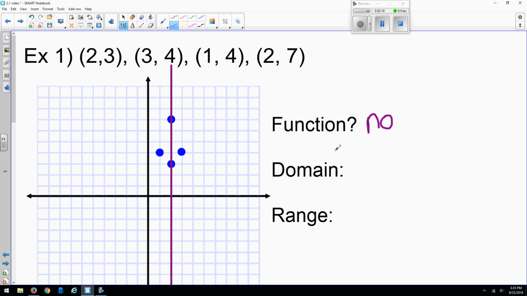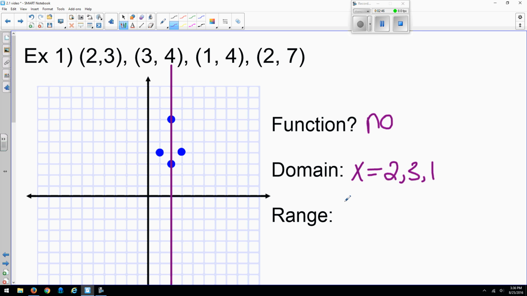So we can still get the domain though. Kenna, what do you think the domain is? 2, 3, 1. Good. And we don't have to include the other 2 because it repeats. And so we don't have to name it twice. We're going to get into set notation in class, but for now, I'm just going to write it like this. Here's the domain, x equals 2, 3, and 1. Good job for not saying 2, Kenna.